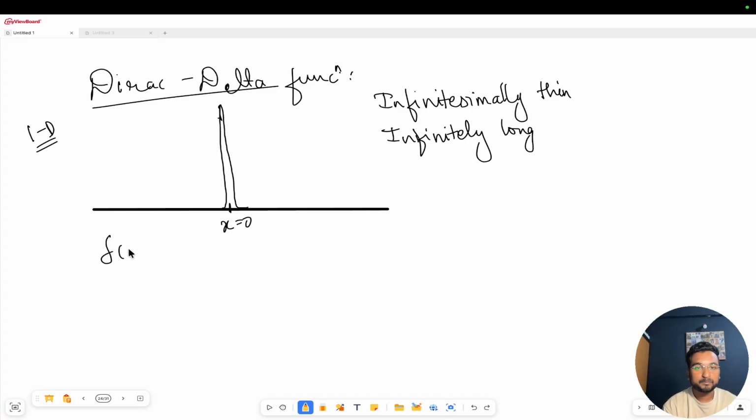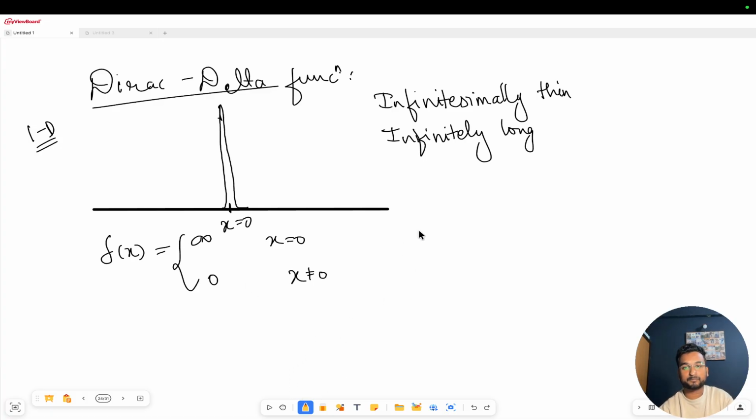How do you write it mathematically? It will be 0 at x not equal to 0, and it will be infinity at x equals 0. As you can see, it is a long peak. So at x equals 0 it will be infinity and 0 everywhere. Everywhere means wherever x is not equal to 0 it will be 0.